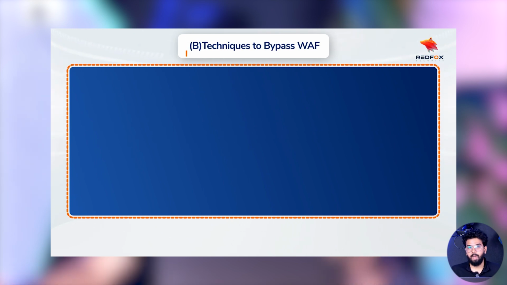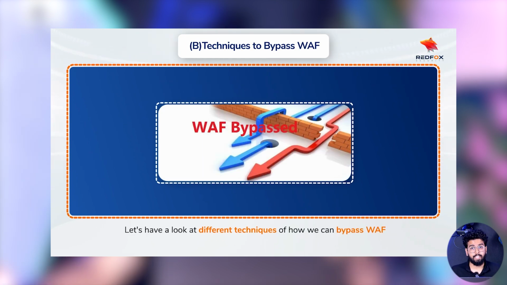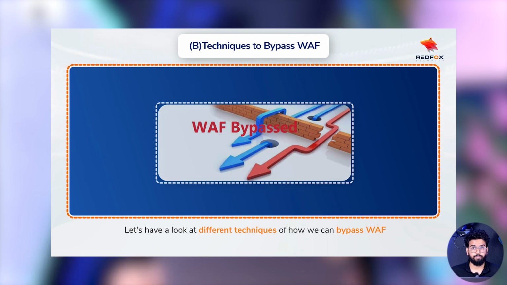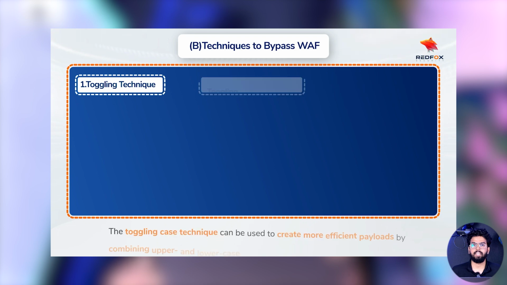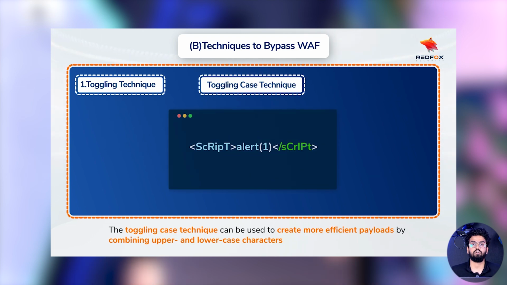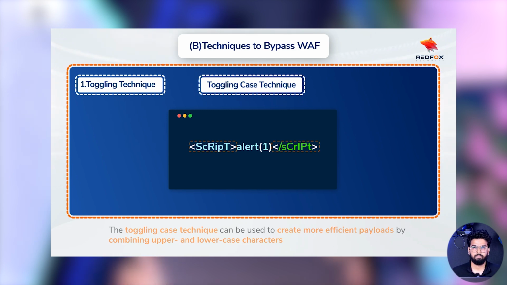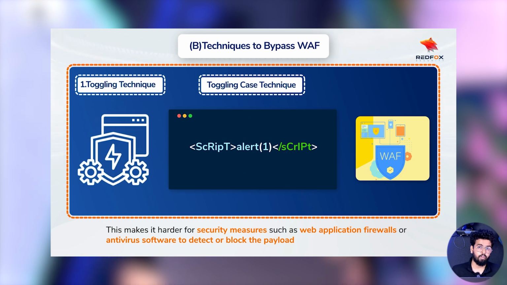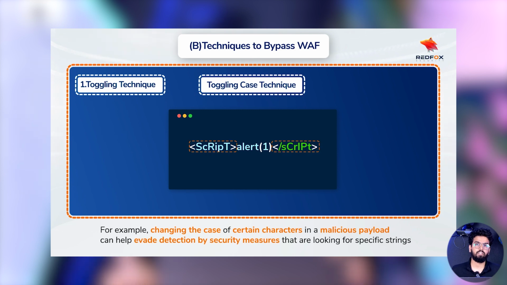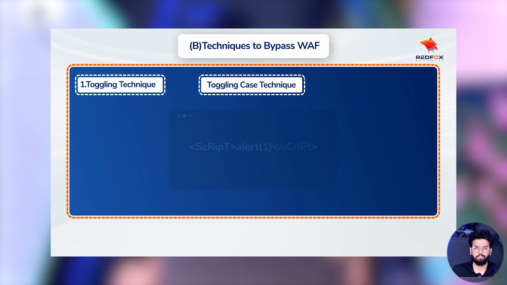Next one, techniques to bypass WAF. Let's have a look at different techniques of how we can bypass web application firewall. The first one being the toggling technique. The toggling case technique can be used to create more efficient payloads by combining upper and lower case characters. This makes it harder for security measures such as web application firewalls or antivirus software to detect or block the payload. For example, changing the case of certain characters in a malicious payload can help evade detection by security measures that are really looking for specific strings.